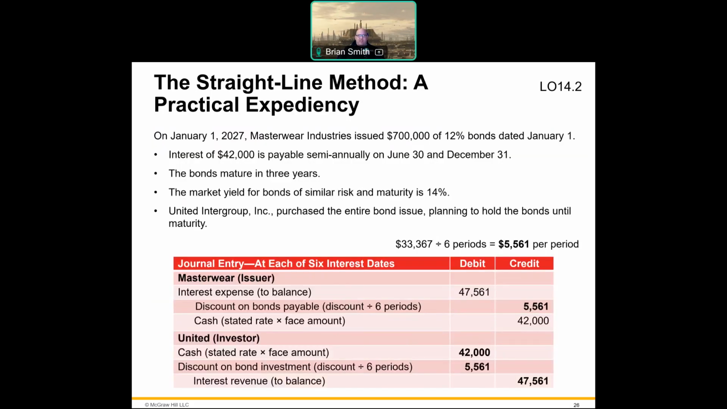Straight line method. Now that was the effective interest method. This is the straight line method. As you can imagine, the straight line method, like the straight line depreciation method compared to the other methods, is way easier. All you're going to do is take whatever the discount was and divide it by the number of periods, in this case 6, and that's what you're going to discount the entire time.